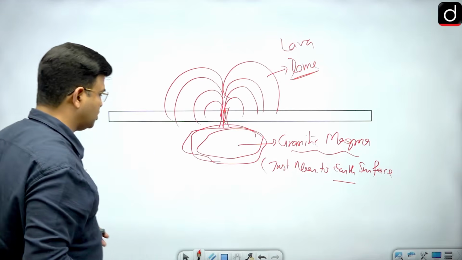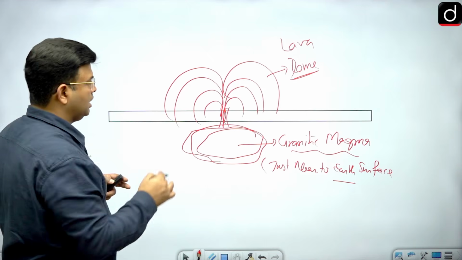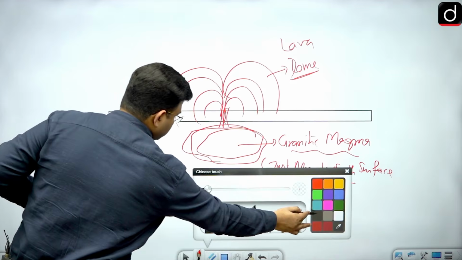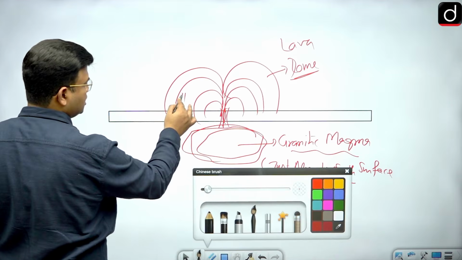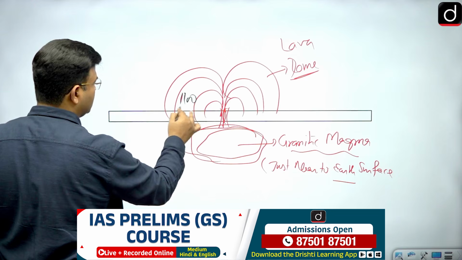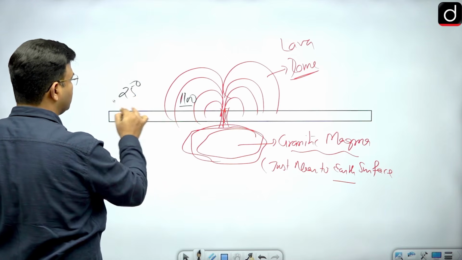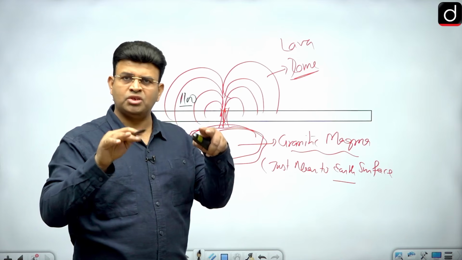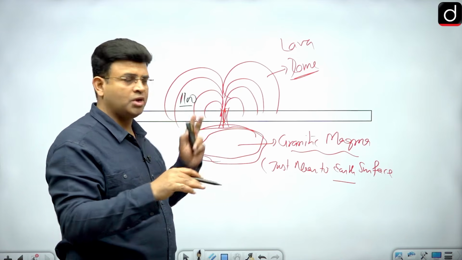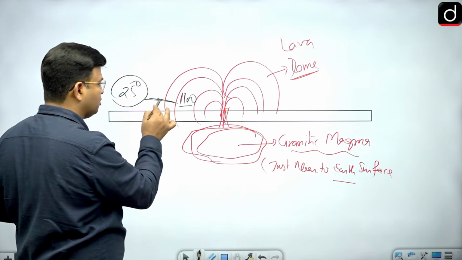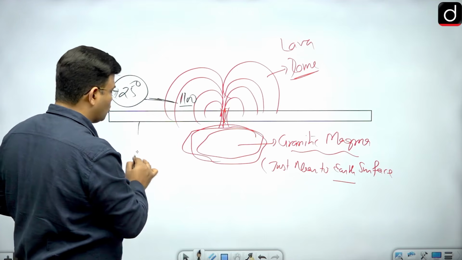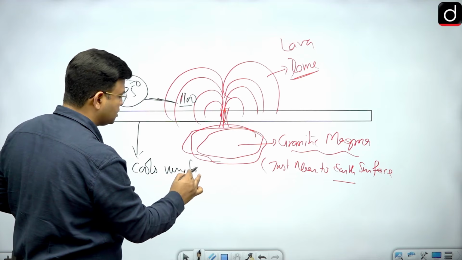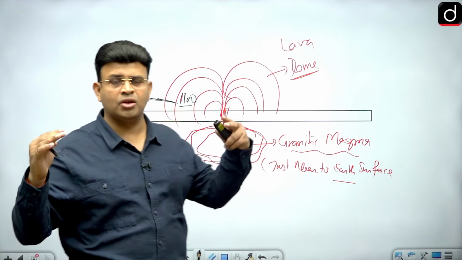So these are the things which are forming. And one thing here: the temperature of the magma on the earth's surface is, suppose, 1100, while the outside temperature is 25. There is a large difference in temperature, and then it cools very fast.